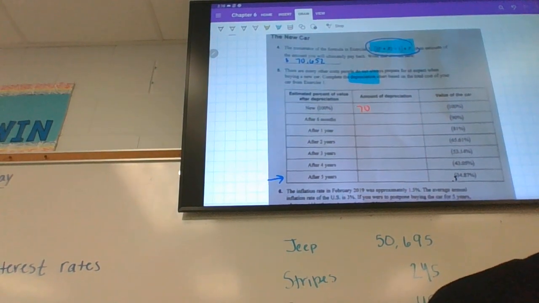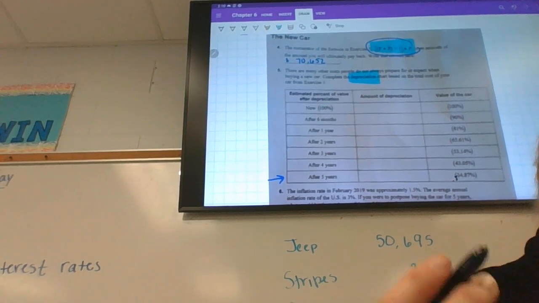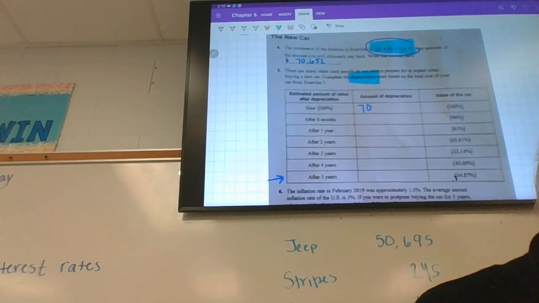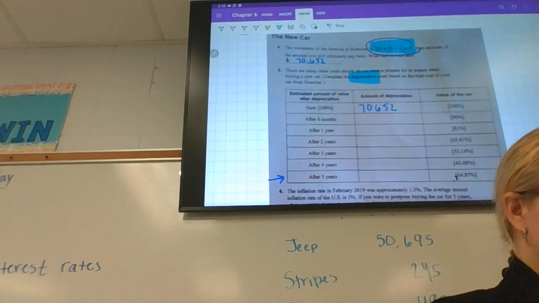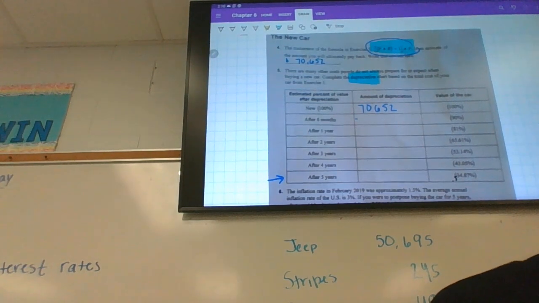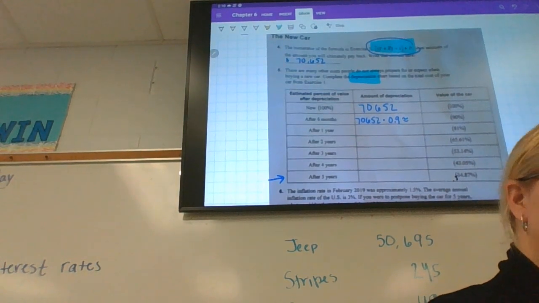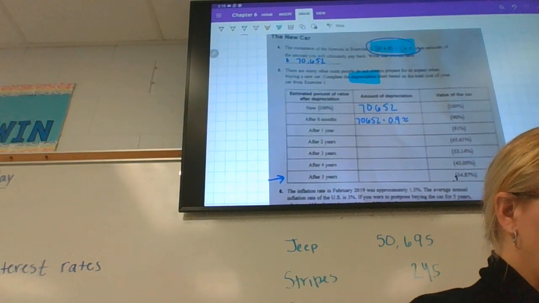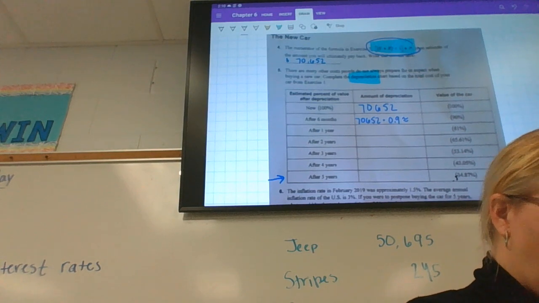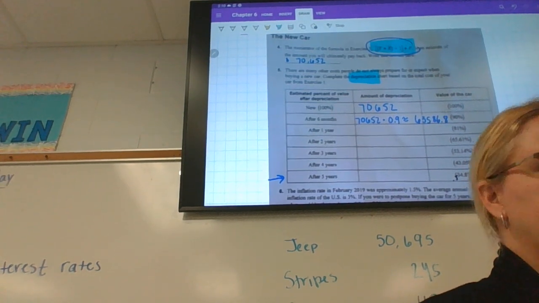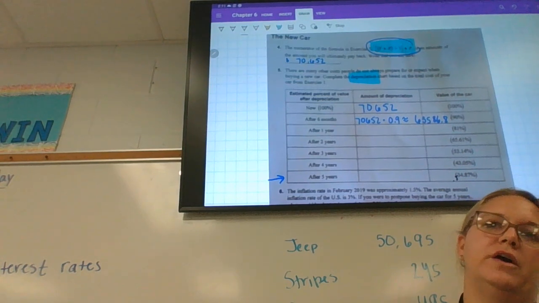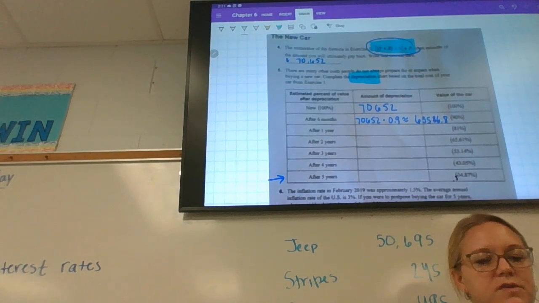We paid 70,000 for it. If we borrowed money for 7 years, that's gonna cost us 70,652. After 6 months, it's worth 90% of that amount. So I'm gonna do 70652 times 0.9, and that'll tell me what it's worth after I've had it. So now if I want to trade it in, this could be what the car dealership will give me for it. They'll be like, okay, we'll take it back and get a new car. We'll give you 63 for it.